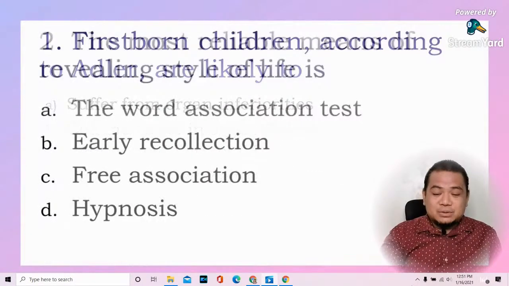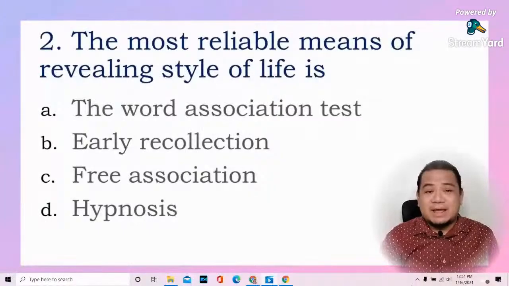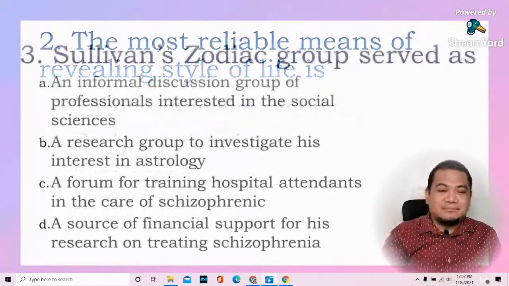Number 2. The most reliable means of revealing style of life is A. The word association test. B. Early recollections. C. Free association. Or D. Hypnosis. Number 3.